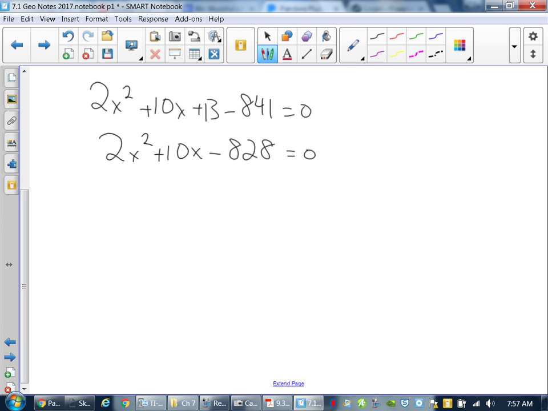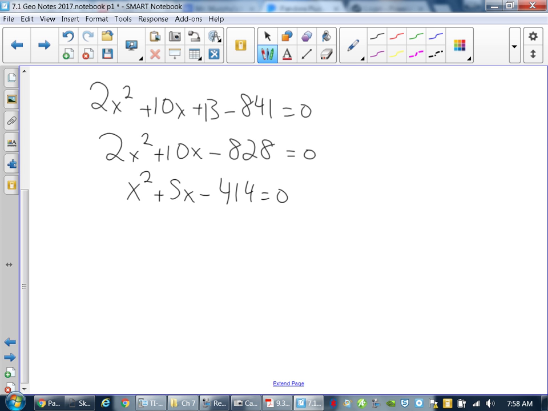So I'm just going to simplify them all by 2 just because I can. I get x squared plus 5x minus 414. Now it's in the format of a quadratic equation: ax squared plus bx plus c.